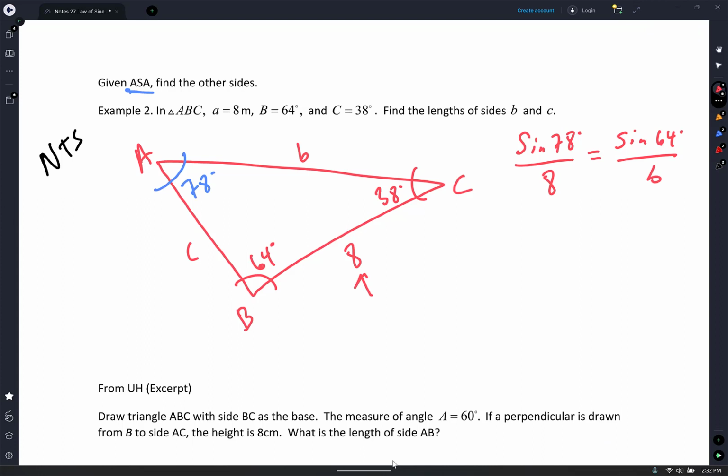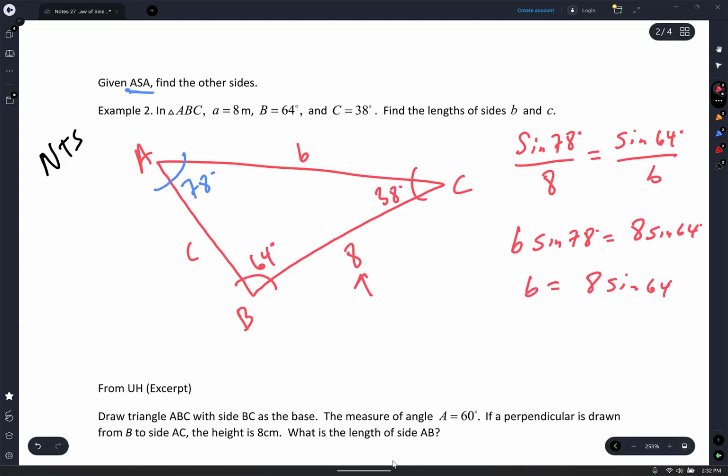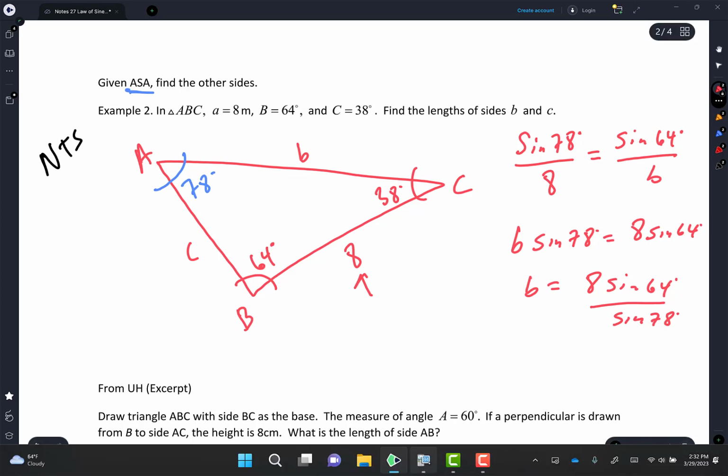Was that lame? Yeah, that was lame. B sine 78 equals 8 sine 64. Sorry, guys. All right. To get the B by itself, divide by sine 78. So B equals 8 sine 64 over sine 78. See? So hopefully you guys can see that. Take your calculator, do 8 sine 64 divided by sine 78.